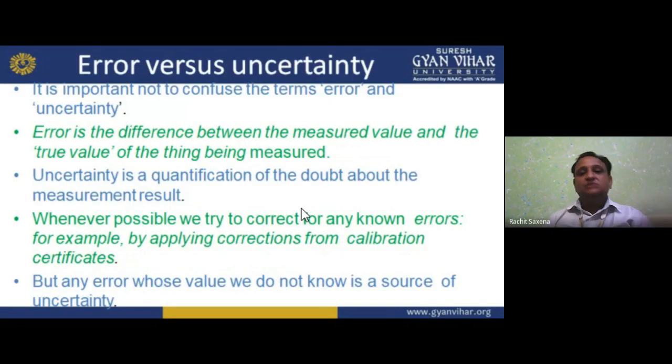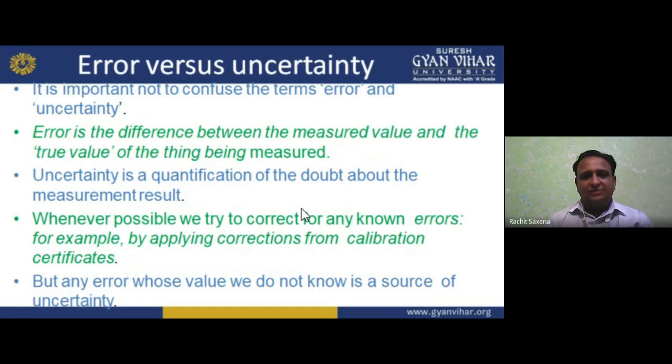Now error versus uncertainty. It is important not to confuse the terms error and uncertainty. Uncertainty is different and error is different. Error is the difference between the measured value and the true value of the thing being measured.